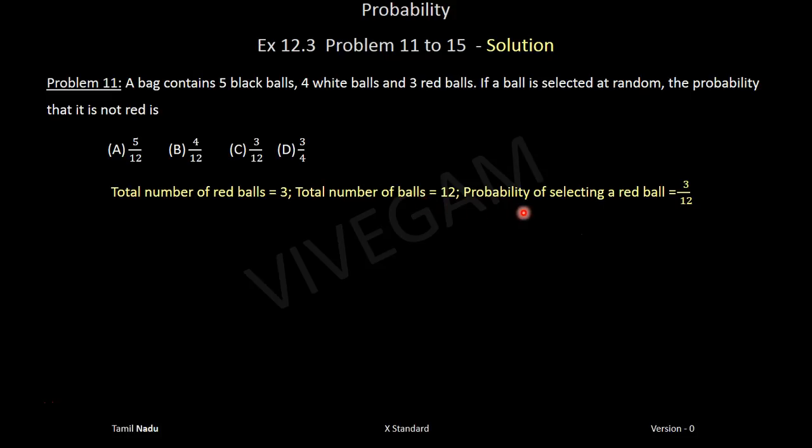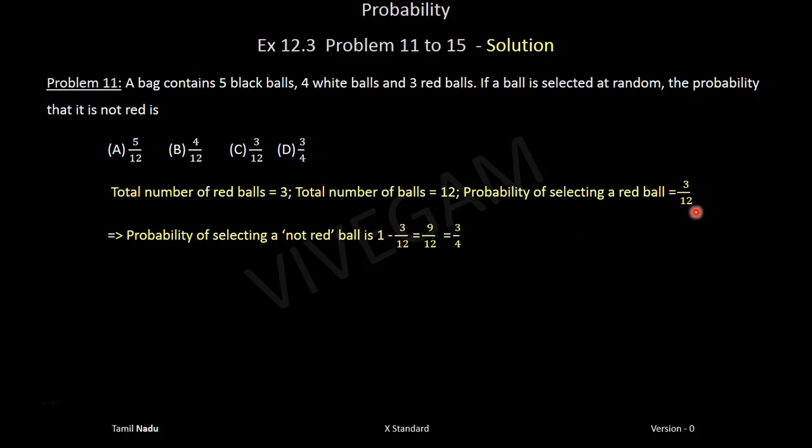Therefore, probability of selecting a red ball is number of red balls divided by total number of balls, right? That is number of red balls, or otherwise number of favorable outcomes. That is what we have, only 3 red balls, right? So, there are 3 favorable outcomes. And the total number of outcomes is the total number of balls. That is 12. So, it is 3 by 12.